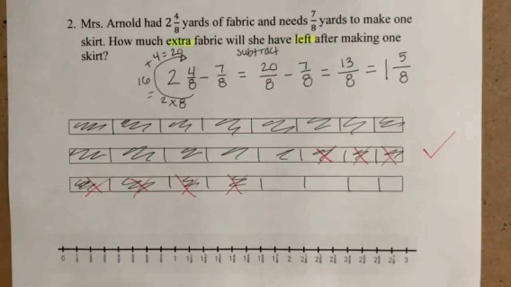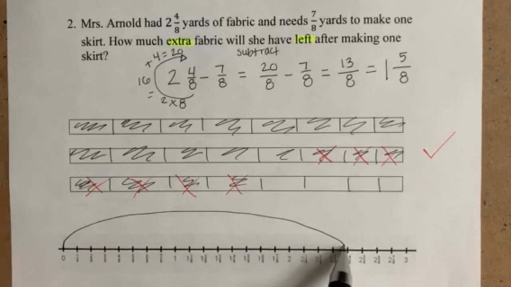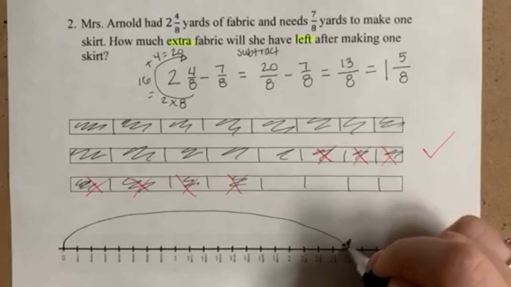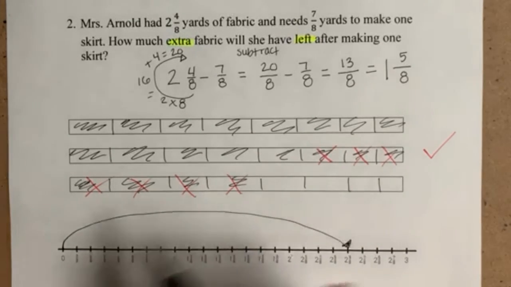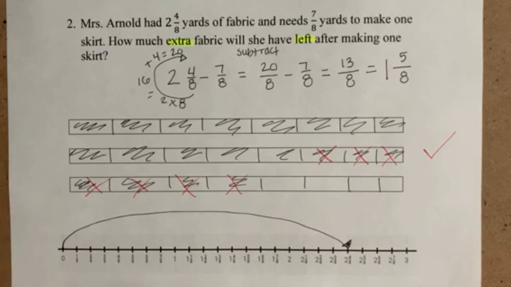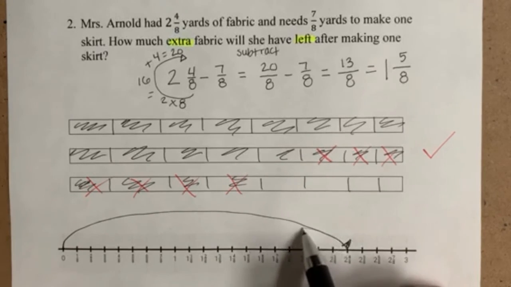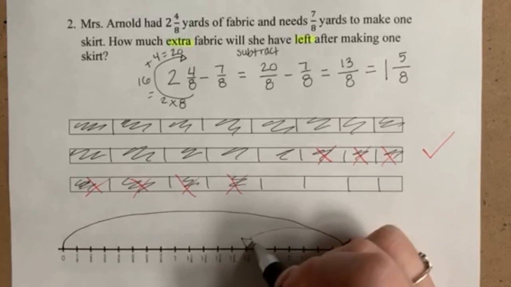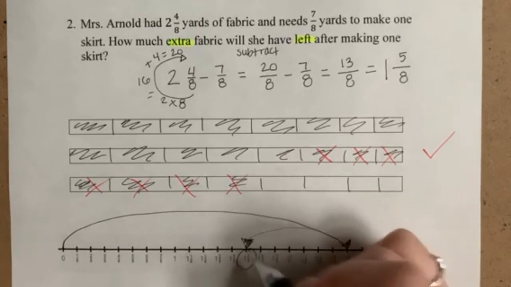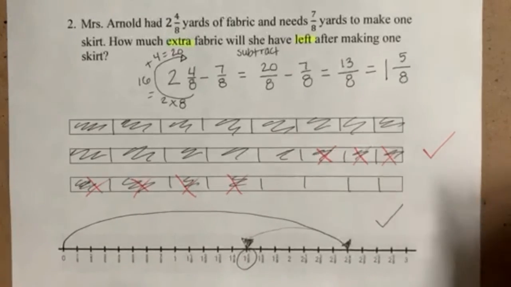Okay, and then last but not least, the number line at the bottom. We have 2 4/8 that we start out with, so I'm going to draw a big jump from 0 to 2 4/8. Draw my arrow, and then I'm going to actually go backwards because I'm subtracting. I'm subtracting 7/8. Each one of these is an eighth, so I know that it's 1, 2, 3, 4, 5, 6, 7. Sorry, 7, and then I'm going to jump it right here. So my answer is 1 5/8, which is exactly the same.